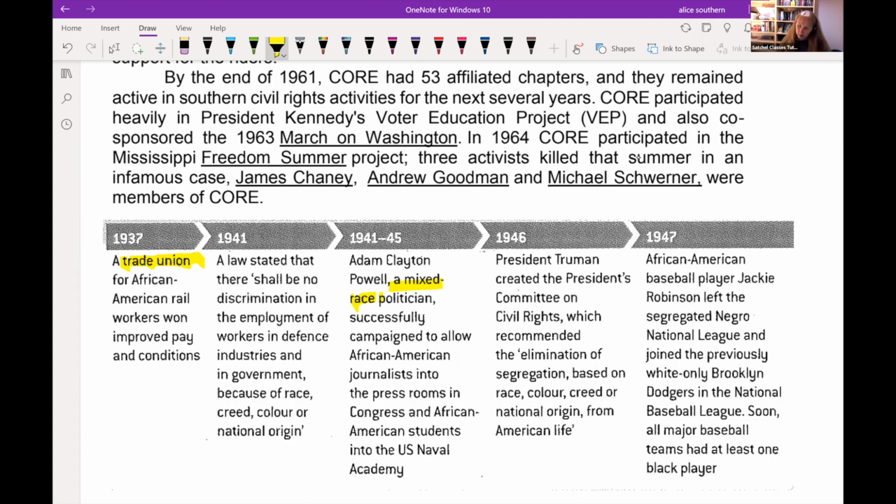1946, Truman's Committee on Civil Rights, which recommended the elimination of segregation. And then finally, in 1947, we've got Jackie Robinson, who left the segregated Negro National League and joined the previously white-only Brooklyn Dodgers in the National Baseball League. And soon, all major baseball teams had at least one Black player. And that's towards the end of the 1940s. Okay, this is before the movement has really started.